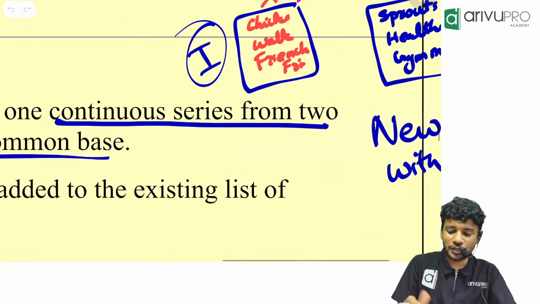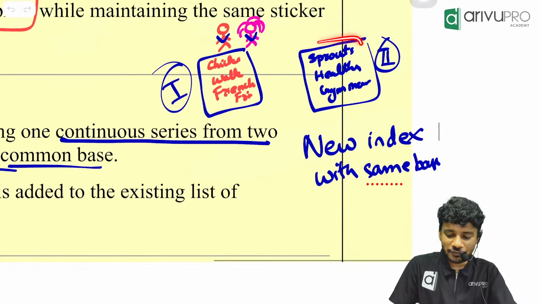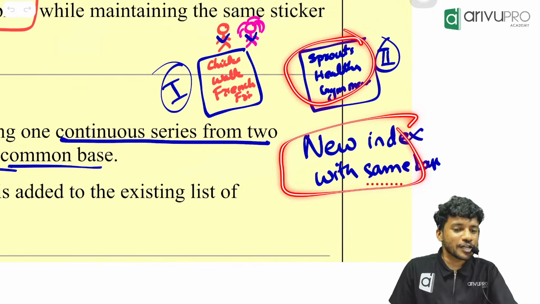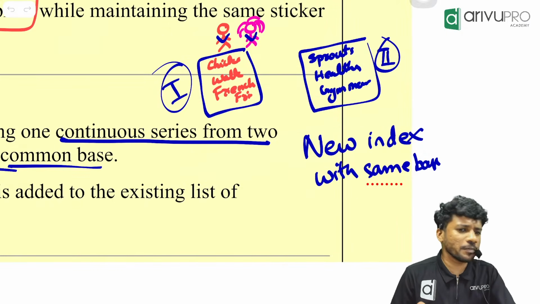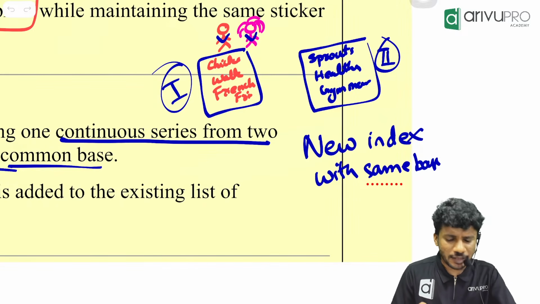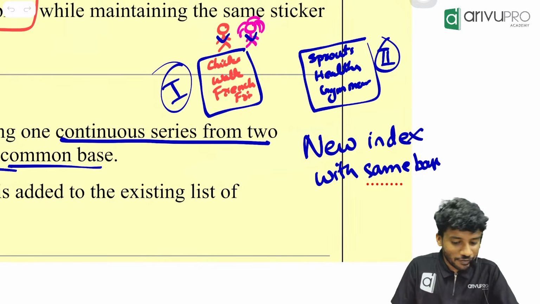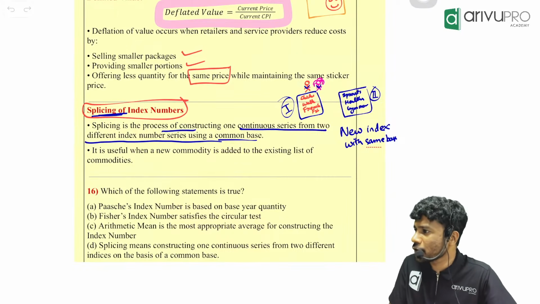Yesterday I told you two things were there, and from these two we were creating a new index with the same base. Same base means what? We keep the same base, for example, 2025. I am shifting it to 2025. The new base is the year 2025. That is the meaning of shifting it into a new place.